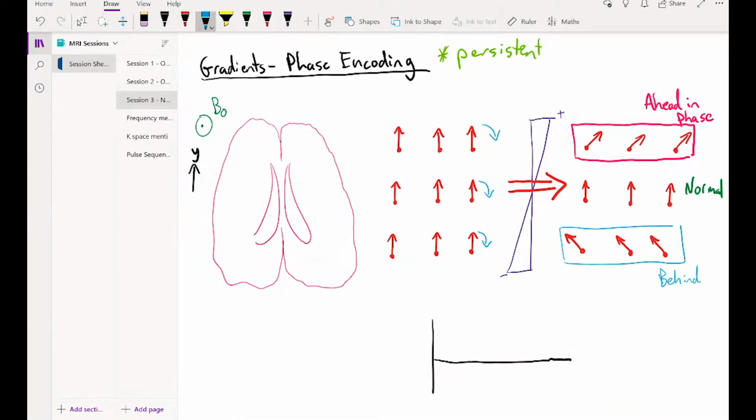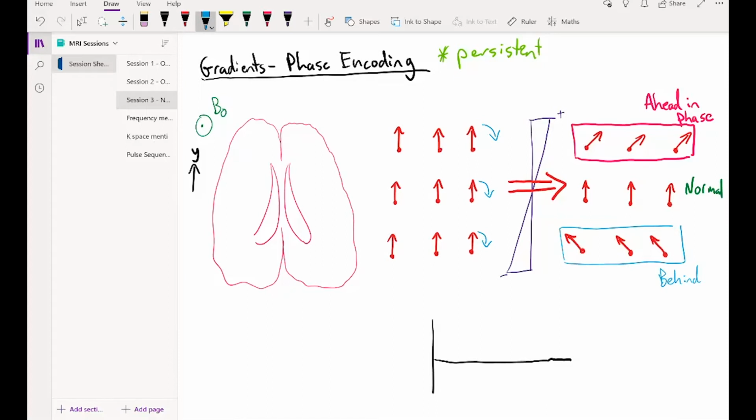But in this way, we can now look at the frequency of signals that we're seeing to distinguish between spins that are located in the x direction. And we look at the phase of those signals to tease apart where spins are located in the y direction. So we're encoding spatial information in two different, related but independent ways. And that helps us to tease apart these different directions in our resultant signal.